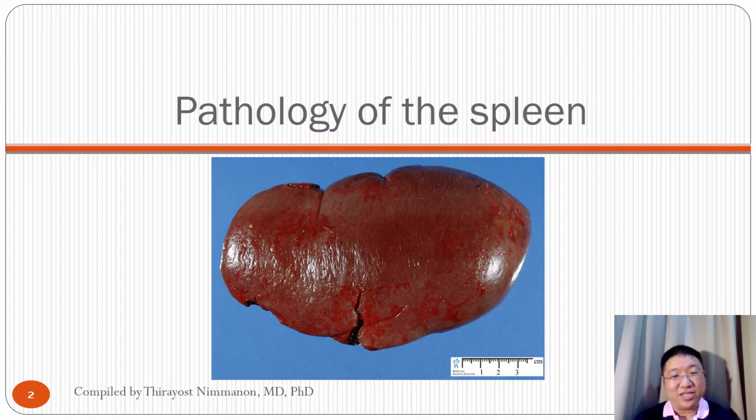So here is the gross anatomy of the spleen. Normally the spleen should not be palpable, but when it is enlarged, it may be palpable at the left upper quadrant of the abdomen.